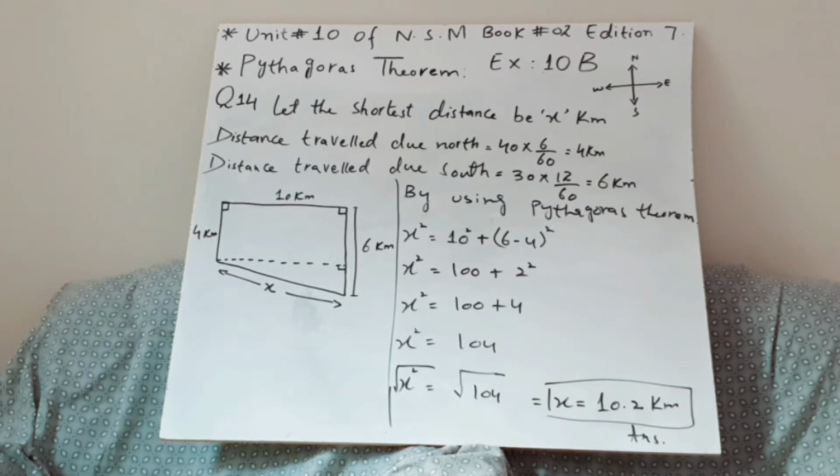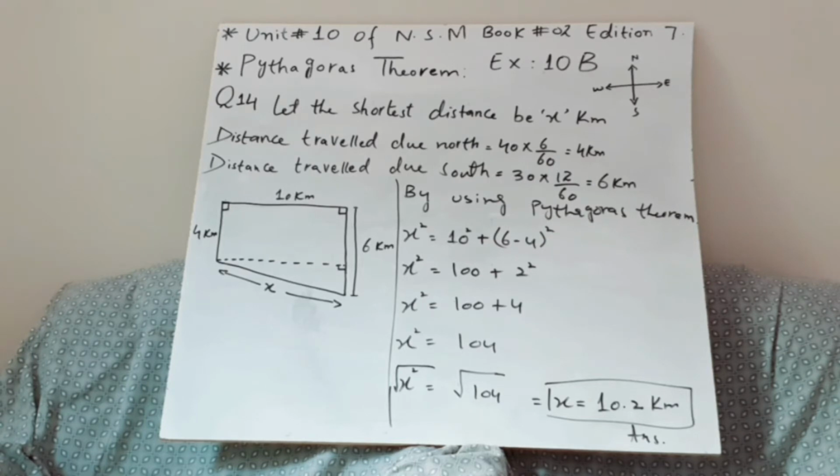and then, to find the shortest distance of this dotted triangle, what we have to do: we are given a total distance of 6 kilometer due south, and we are given due north, which is 4 kilometers. So we have to do 6 minus 4, then we will have this shortest distance, which will be 2. So x square equals 10 square plus 2 square, which is 100 plus 4, 104, and then we take the square root, and x will be 10.2 kilometer. So we have found the shortest distance of the courier from his starting point, which they asked.